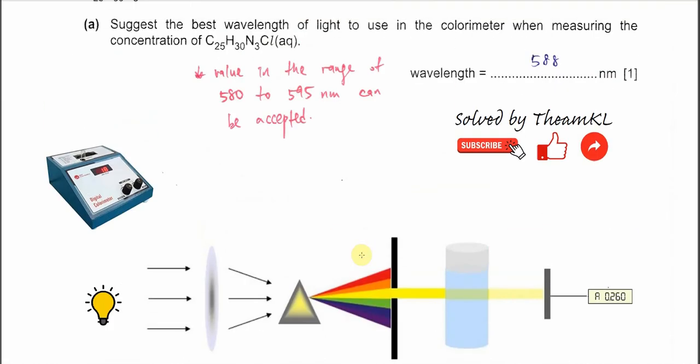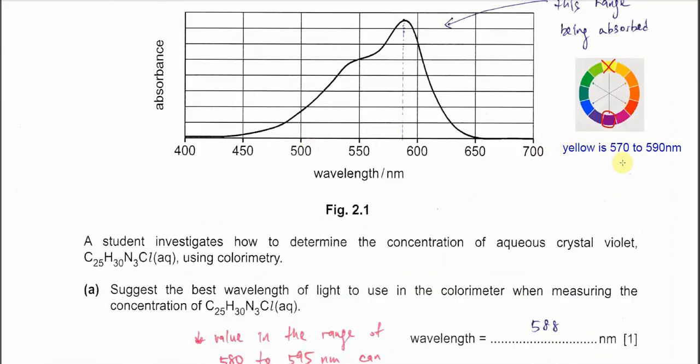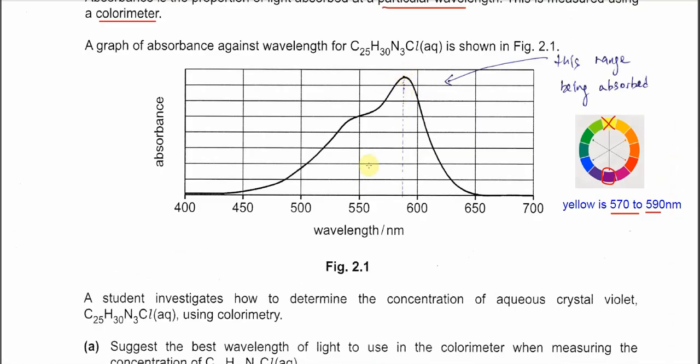wavelength, which is in the range of 570 to 590 nanometer. That's why the peak maximum is around this area, because the yellow color is being absorbed here. Higher absorbance means this yellow color is being absorbed more. That's why we should choose this wavelength, because it is easily absorbed by the purple solution.